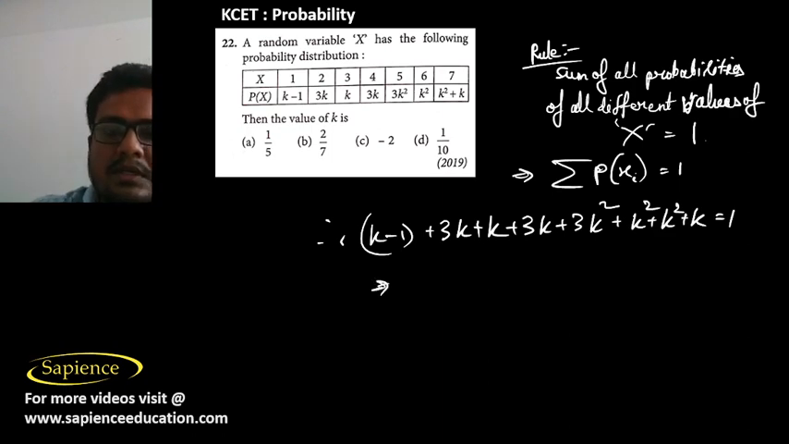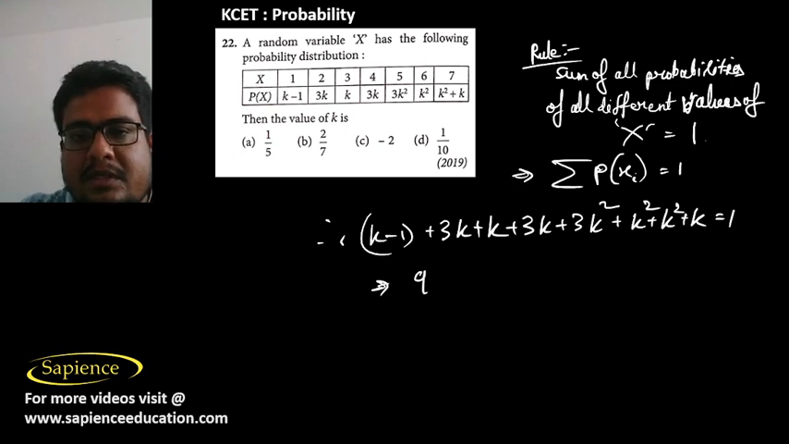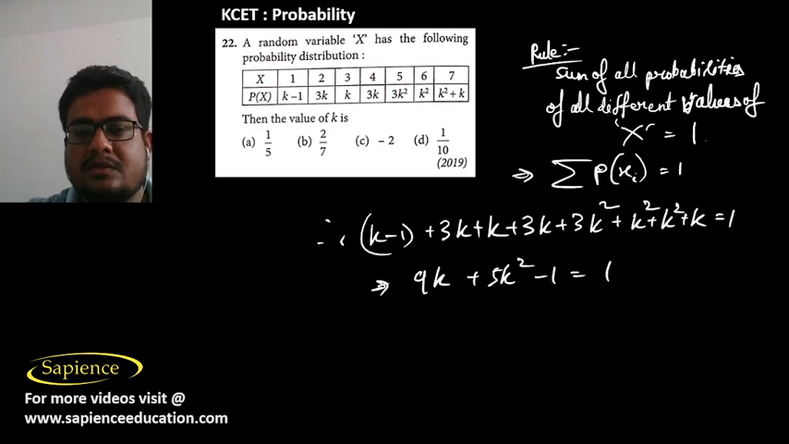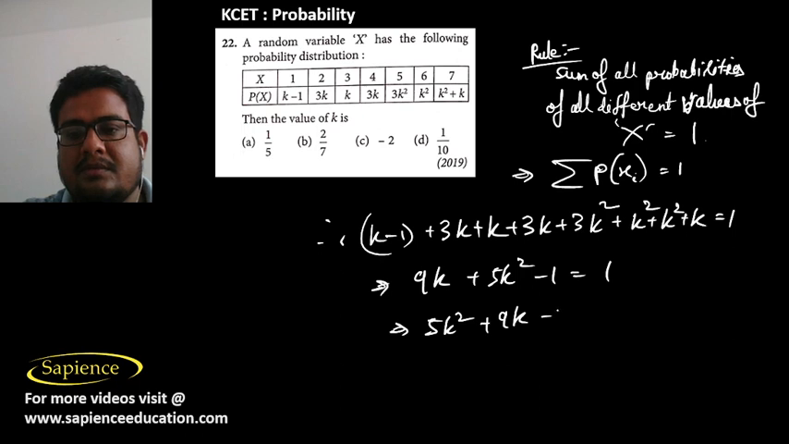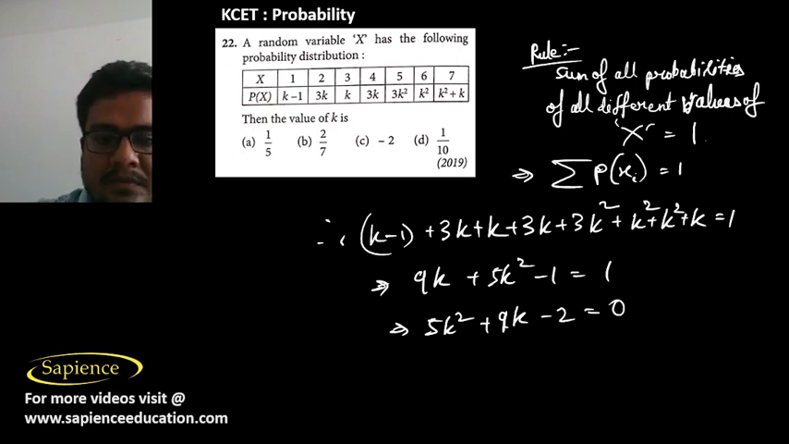So therefore I can say k plus 3k, 4k, 5k, 8k, 8k plus k, that is 9k, 9k plus 5k square minus 1, that is equal to 1. Therefore I can say 5k square plus 9k minus 2 is equal to 0.